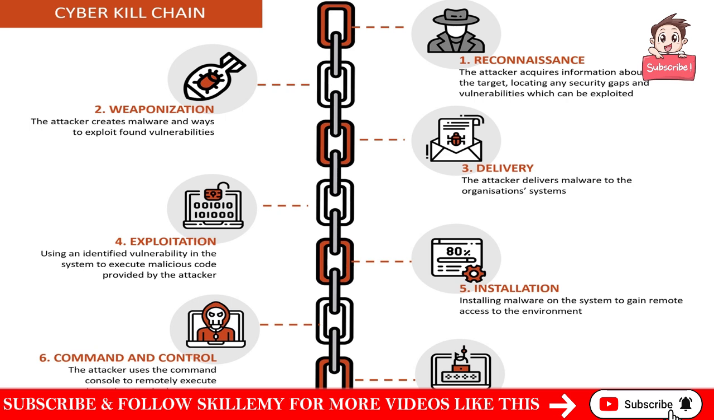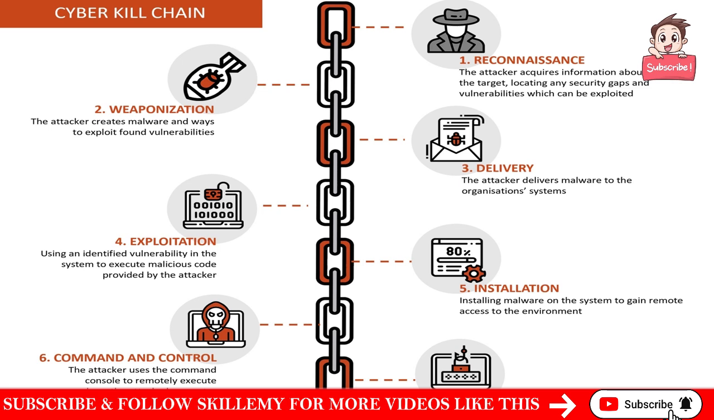Weaponization. In this stage, the attacker creates or acquires a weapon, such as malware, that can be used to exploit a vulnerability in the target's network or system. Next, delivery. The weapon is delivered to the target, often using a phishing email or a drive-by download. Exploitation. The weapon is activated to exploit the vulnerability, allowing the attacker to gain access to the target system.